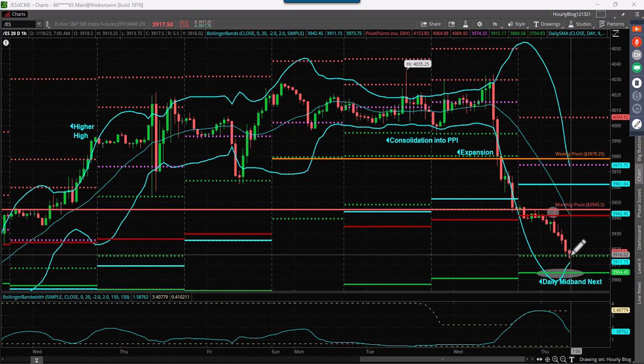Volume weighted average price is 39.33, Madonna 25.5. Monthly pivot, you can see it up there at 45.5, and the hourly midband is just underneath it around 42.5. The daily midband's the deal. That is a big deal today, so we'll see how that plays.